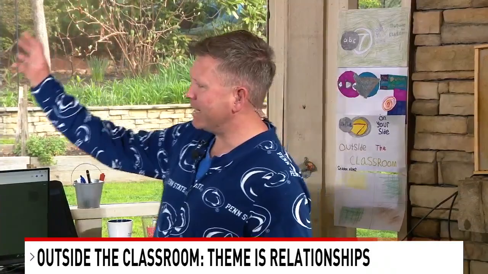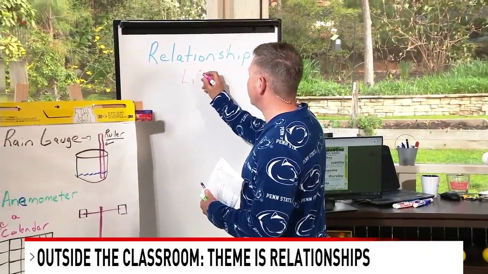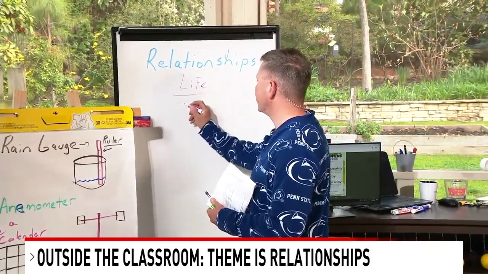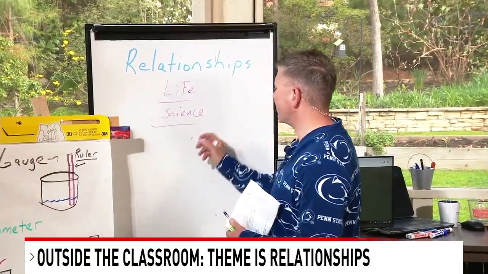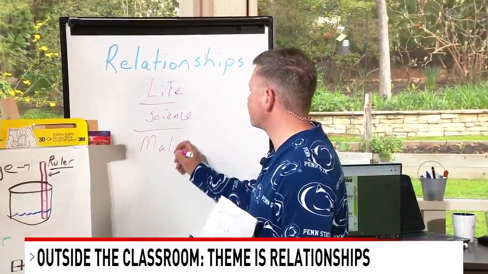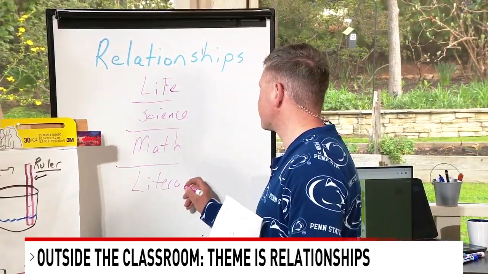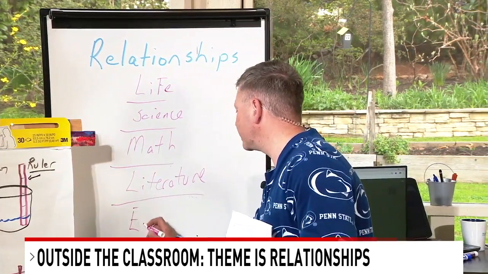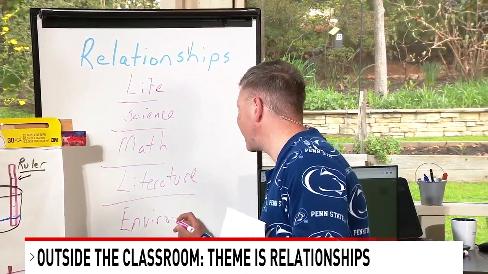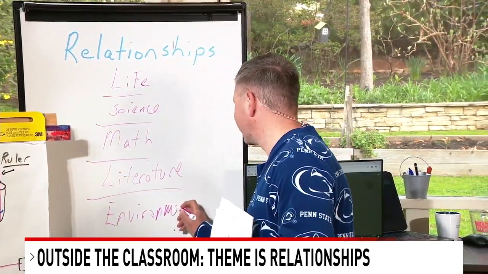And with the idea of relationships coming up here, we're going to be looking at relationships as they relate to life. So the relationships we have with each other, with science, relationships in mathematics and in literature. And we're going to be looking at it in the environment. So lots of different ways to look at and examine, easy for me to spell this here, environment.